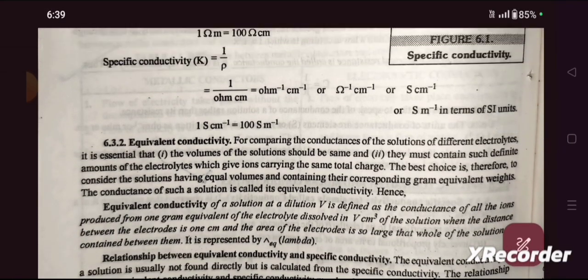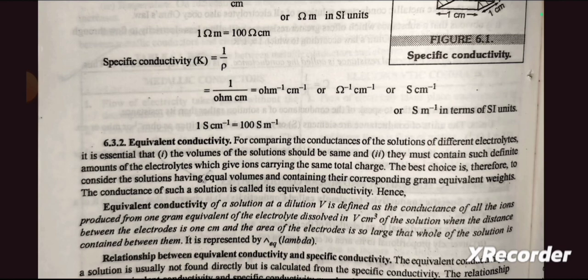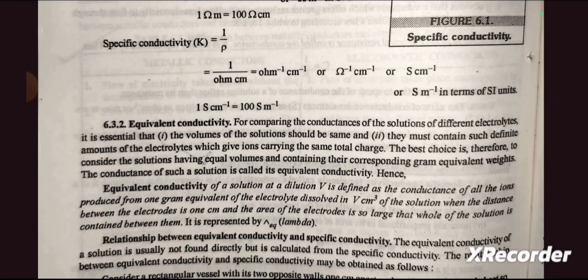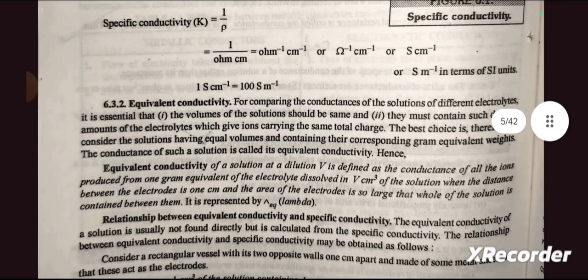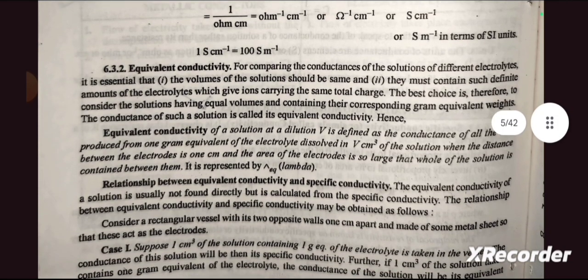Specific conductivity κ is equal to 1 by resistivity, is equal to 1 by ohm centimeter, is equal to ohm inverse centimeter inverse, or S centimeter inverse, or S meter inverse in terms of SI unit. 1 S centimeter inverse is equal to 100 S meter inverse.